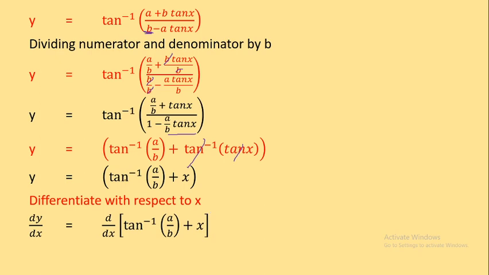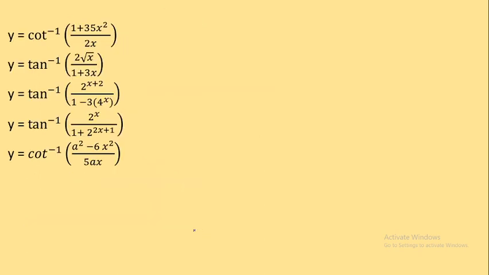Differentiating both terms, a upon b is constant, so tan inverse of a upon b is constant. The derivative of a constant is 0 and the derivative of x is 1. So the answer is 1. Here are some sums based on these solved examples.